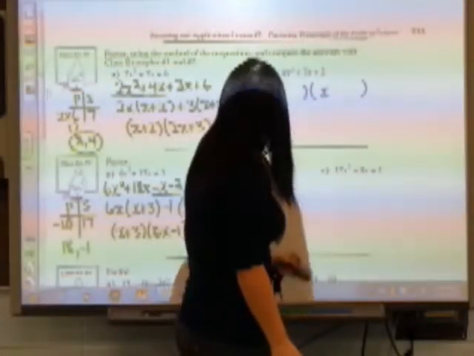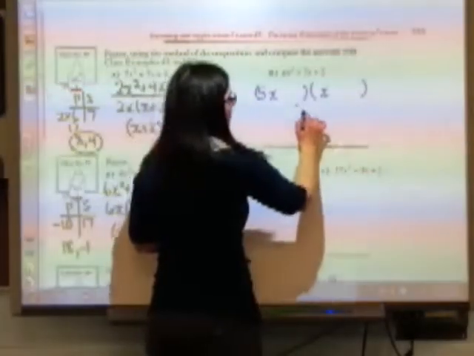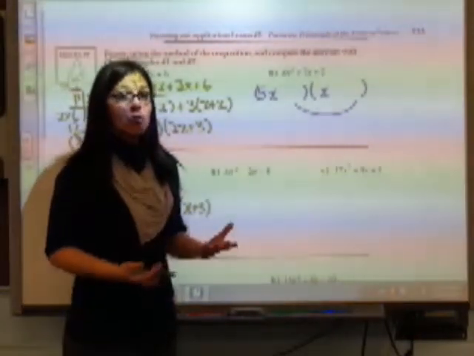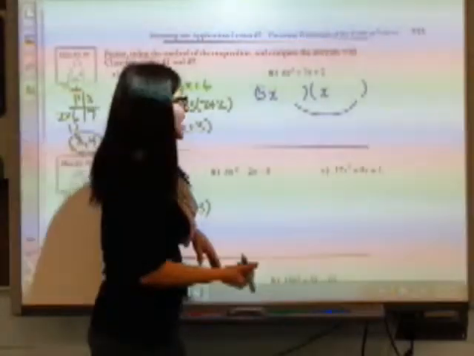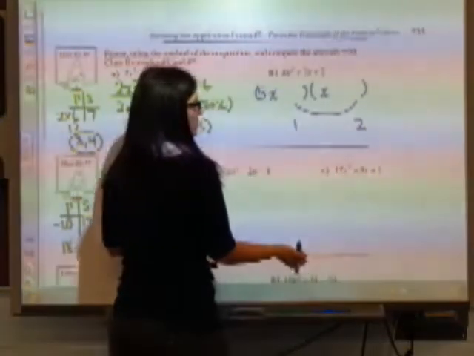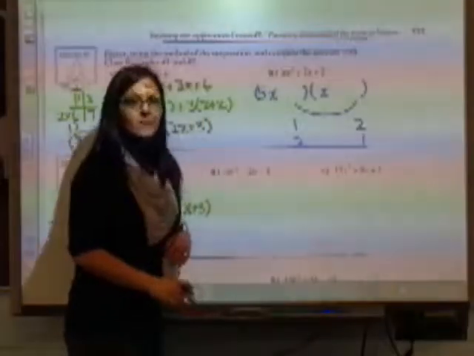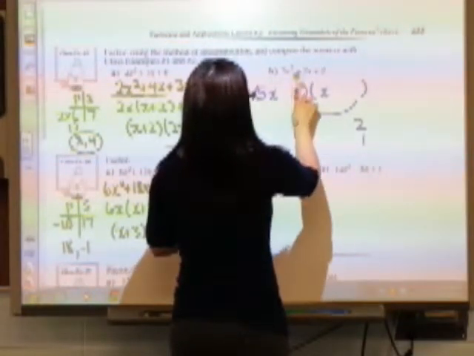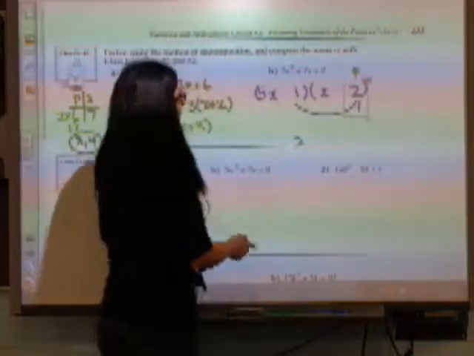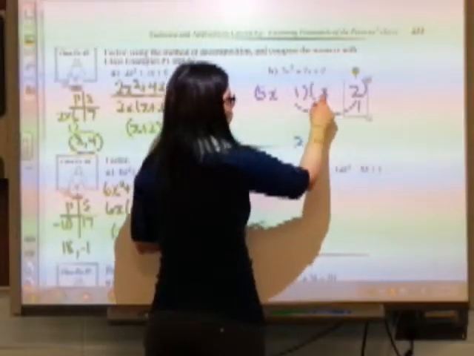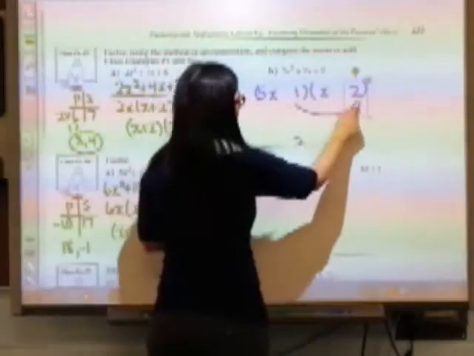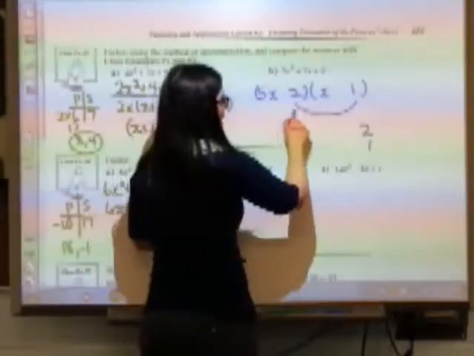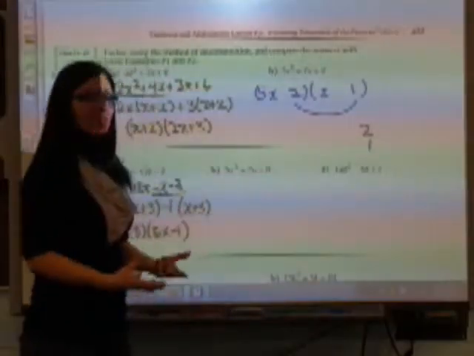Then when I look at the last term, it's a 2. Well, the last term I get from multiplying these 2 together. And the only way that I can multiply them together to get a 2 is 2 times 1. The only question I have to answer is, do I put the 1 here and the 2 there, or do I put the 2 here and the 1 there? And for that, I have to look at the middle term. If I put 1 and 2, I will get 10 and 1, which gives me 11. Didn't work. So instead, if I put the 1 and the 2 like this, I get 5 and 2, which gives me 7.